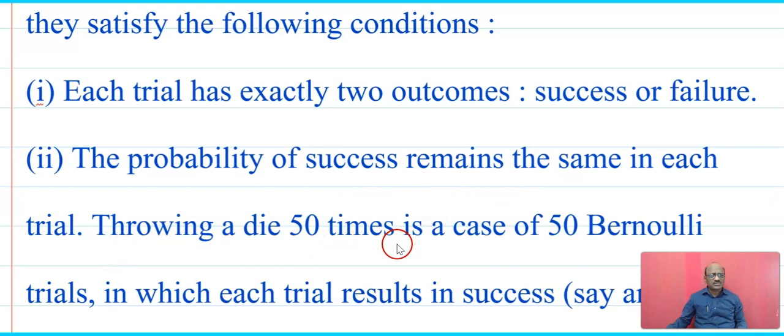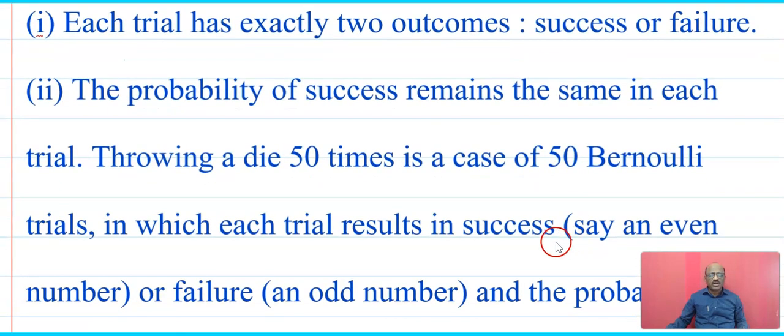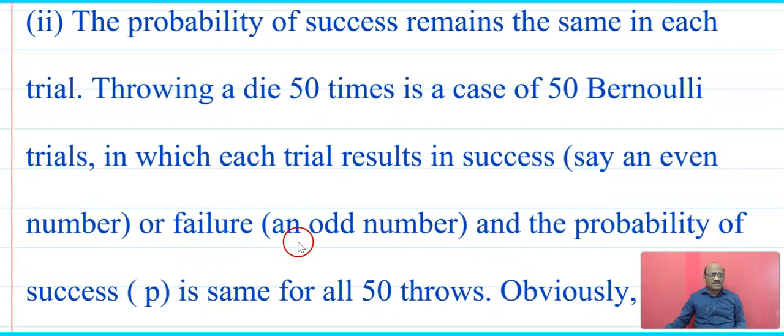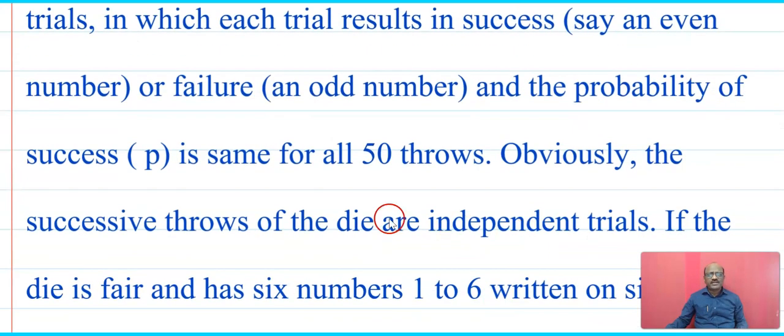Throwing a die 50 times is a case of 50 Bernoulli trials, in which each trial results in a success, say ज्यावेळेस आपण die toss करणार, okay, then what will happen? Say an even number. Success ला काय म्हणणार तर even number, throwing the die, and failure, that is an odd number, and the probability of success P is the same. Odd number किती तर 3 आहे, even number किती तर 3 आहे. And their probability is 1/2 and 1/2. The probability of success P is the same for all 50 throws. Obviously, the successive throws of the die are independent trials.